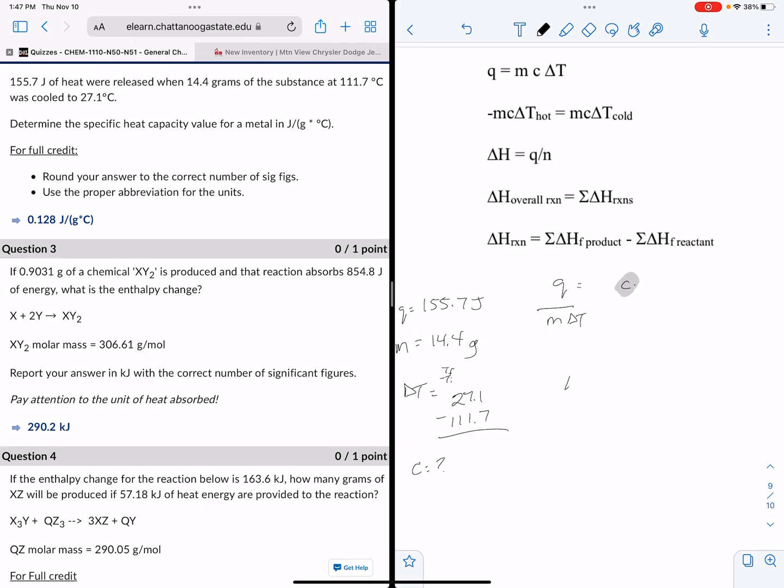And I'm going to put it in as 155.7 joules over 14.4 grams times 27.1 minus 111.7. And note that it is heat being released. I wrote this as though it was heat being absorbed, but when it's released, it needs to be negative. Another way you can know this is that the C value should always be positive. Note that the answer that I should be getting is this answer right here.